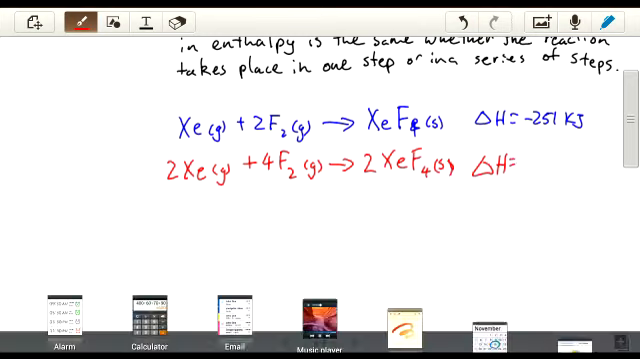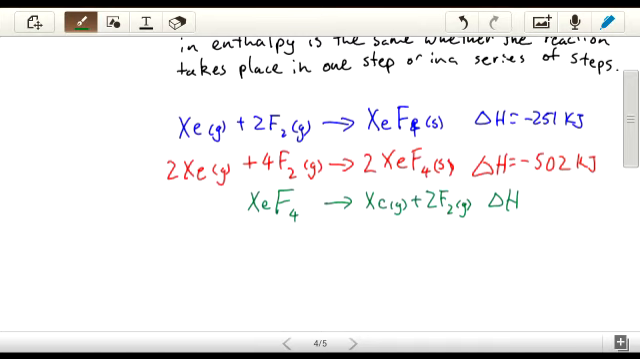Sorry about my bad handwriting. Anyway, in doing so, you're changing it from an endothermic to an exothermic. So that means you have to switch the sign of your enthalpy, because now it's the opposite. So now the enthalpy is going to be positive 251 kilojoules.